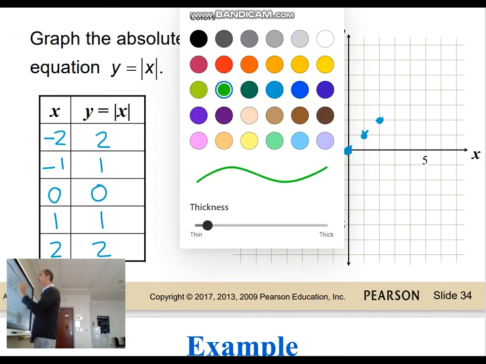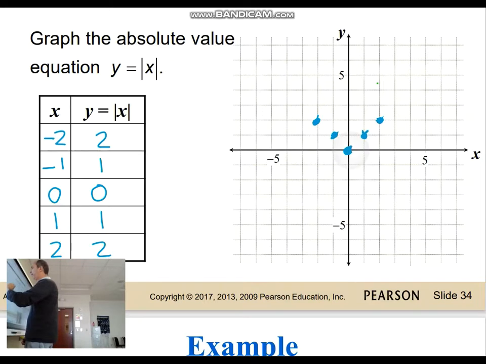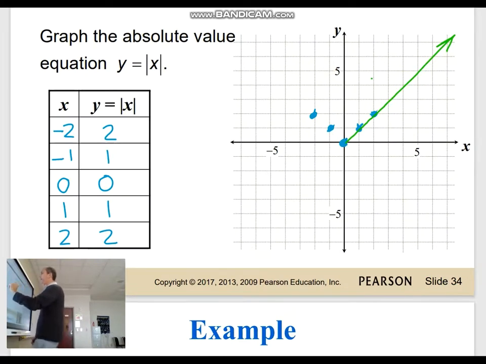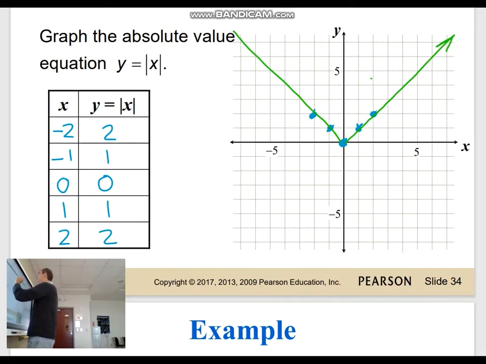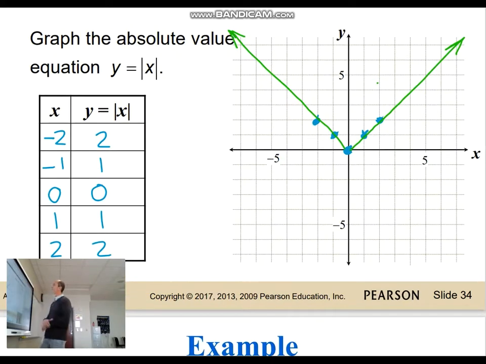What's interesting about this absolute value function is that the shape of the graph will look like this. See? It looks like a V. It looks like a V letter. It's a V shape. Okay? And this is how we find the graph of the absolute value equation.